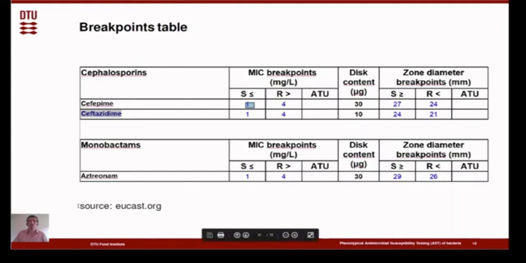These breakpoint tables are provided by EUCAST. It's worth mentioning that these breakpoint tables are not only determined by minimum inhibitory concentration and the disc diffusion. There are other criteria such as the clinical experience using the antimicrobials, clinical in vivo trials, as well as the pharmacodynamics of the antimicrobial, how it's eliminated or distributed within the body.